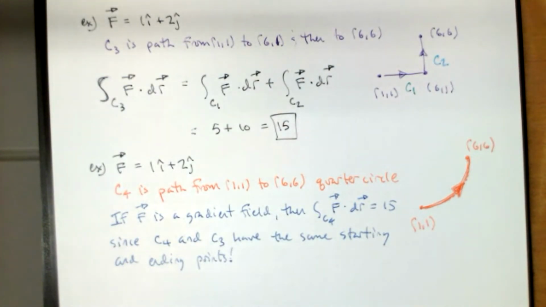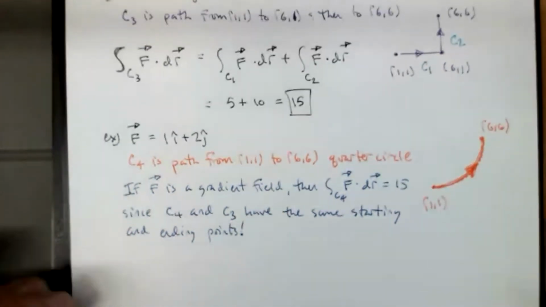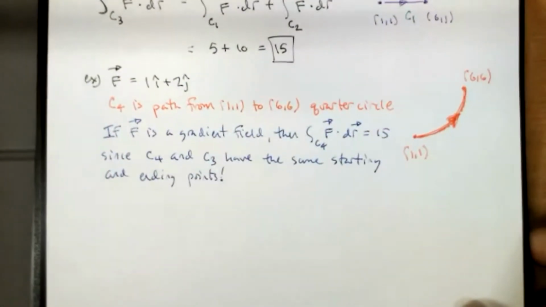We could just go through and find a parameterization for this curve and integrate. But we'll want to notice that I picked specifically the same starting and ending point. This should make us recognize that if F is a gradient field, then I won't have to do the line integral calculation. It's just going to be 15. But I do have to know if F is a gradient field. So let's find out.